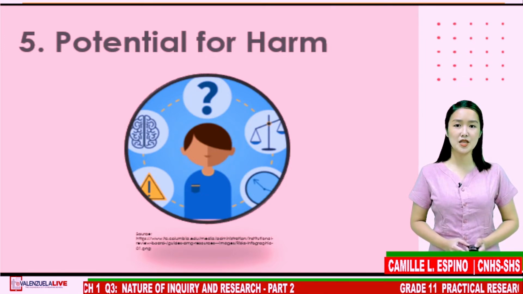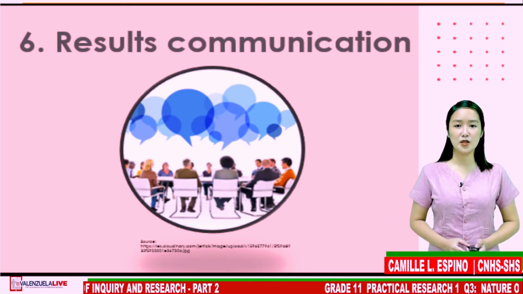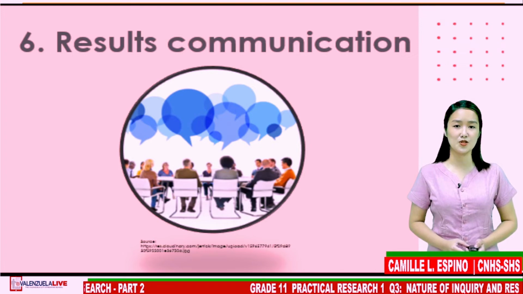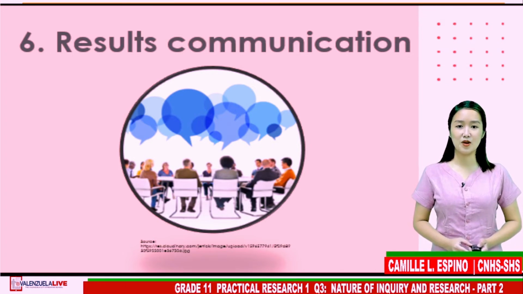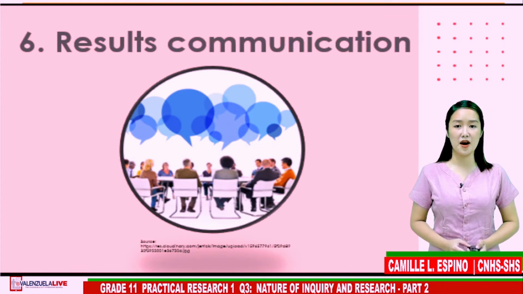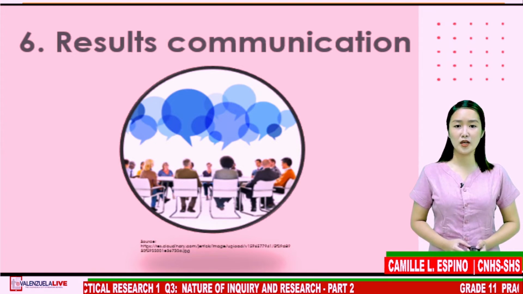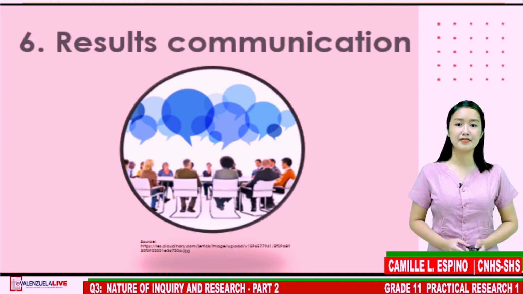And then number six is results communication. The way you communicate your research results can sometimes involve ethical issues. Good science communication is honest, reliable, and credible. It's best to make your results as transparent as possible. So take steps to actively avoid plagiarism and research misconduct wherever possible.